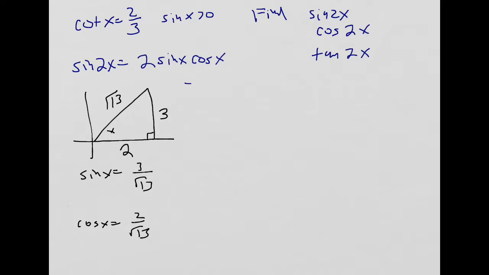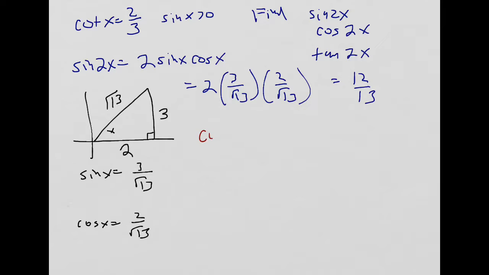So sine of 2x is going to equal 2 times 3 over radical 13 times 2 over radical 13. You notice that the radical 13s multiply to just equal 13. So we get a final answer here of 12 over 13. That is the sine of 2x. What about the cosine of 2x?